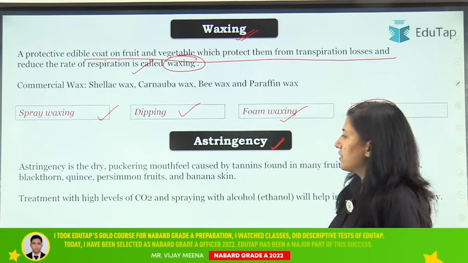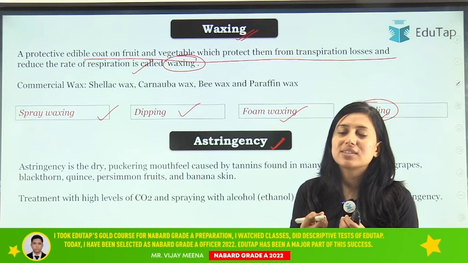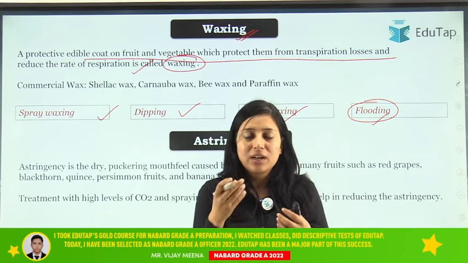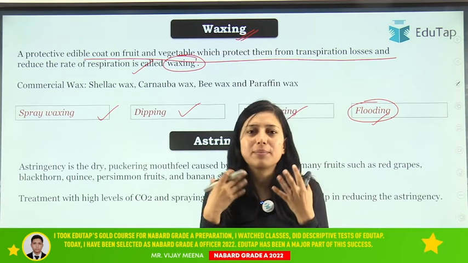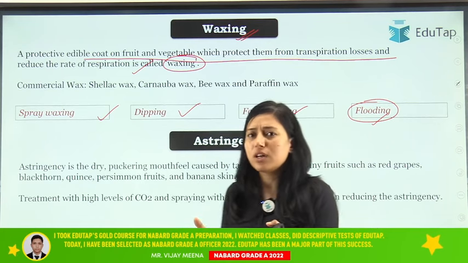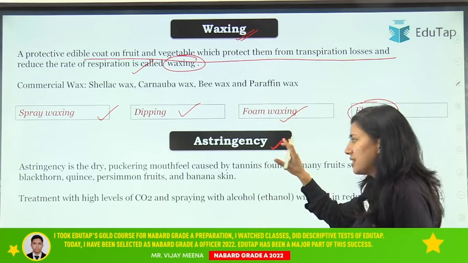Then we have astringency. See, some produce have an astringency effect, means whenever we taste them, whenever we consume them, they have some astringency effect, some mouth sensation, right? And that is not good. So to arrest this, astringency treatment is done.